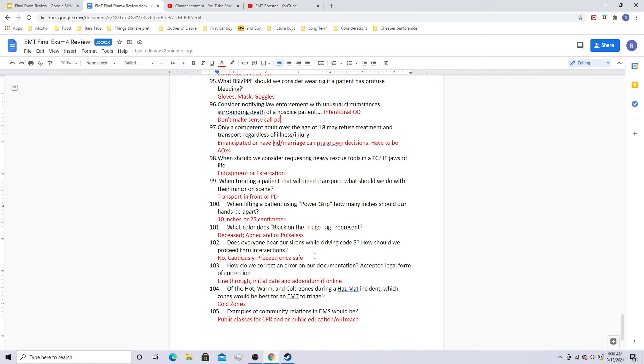Does everyone hear our sirens while driving code 3? How should we proceed through intersections? No, not everyone does. Cautious, proceed once safe. If you're on the test, there is no such thing as being too safe, so always choose that one. In California, maybe even nationally, I believe it's 15 miles an hour that you can go across an intersection. But I think it might be even less than that in most places. And I know some ambulance companies, you have to come to a complete stop.